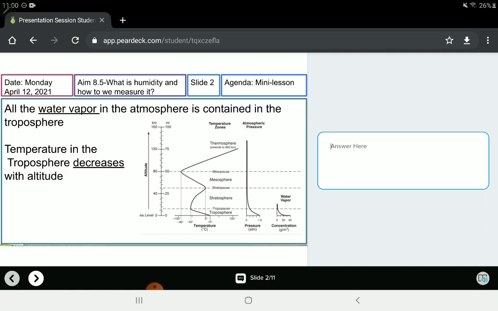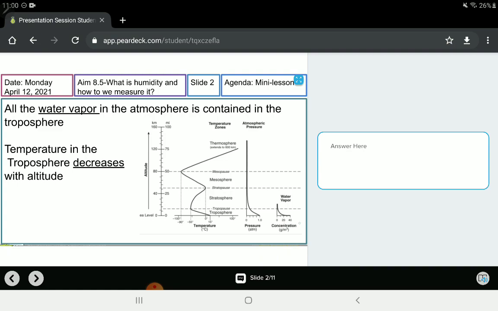So this next slide, I accidentally messed up the Pear Deck on this, but you're going to answer anything that is underlined. So on this slide, you can just write the answer where it says answer here. You're going to write all the water vapor in the atmosphere is actually contained in the troposphere. So if you look on that diagram, there are water vapor concentrations, and after the troposphere, there is 0.